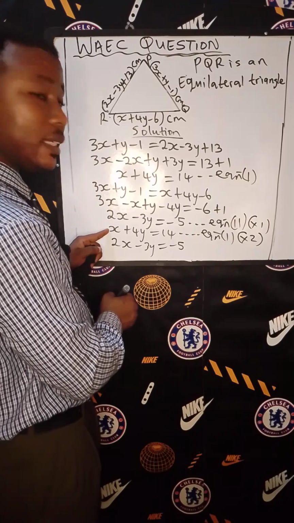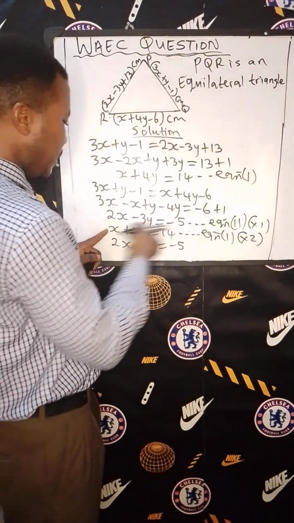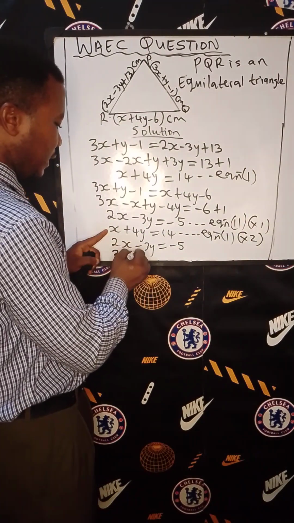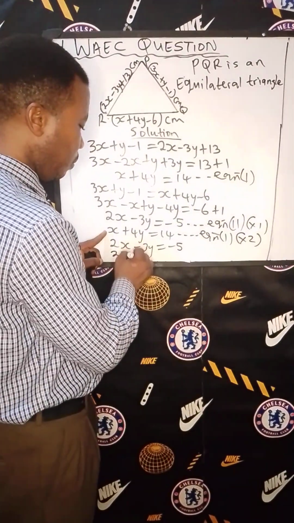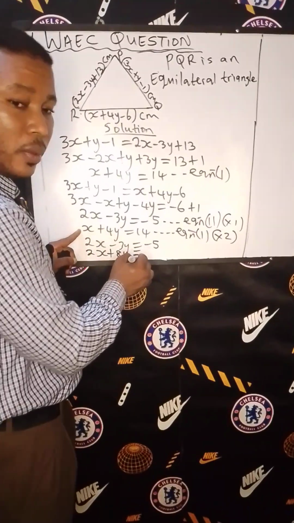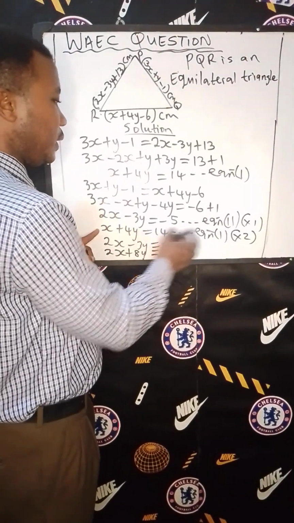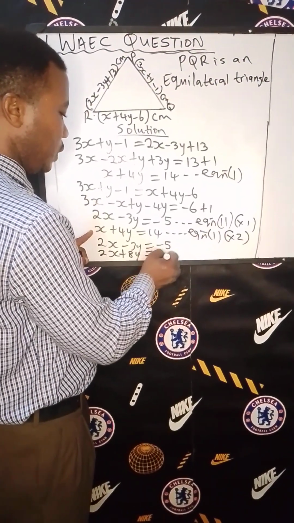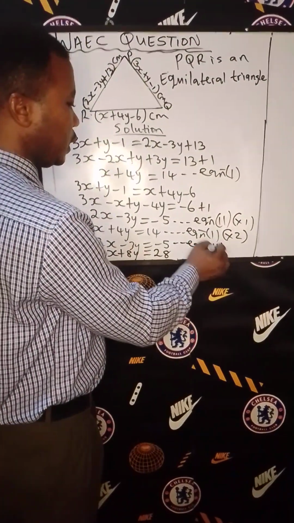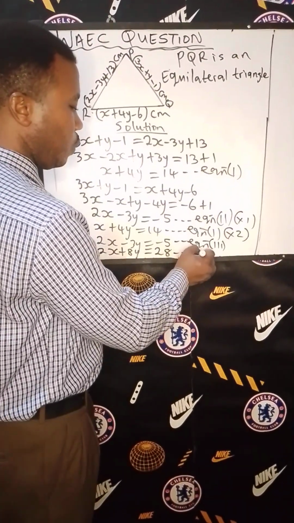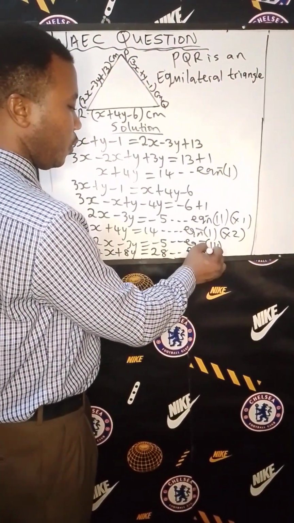Okay. Then the same thing here also. 2 times x is giving us what? 2x. Okay, 2 times plus 4y is giving us plus 8y. So here we have now 14 times 2, which is giving us 28. We tag this as equation 3. Then this one as equation 4.